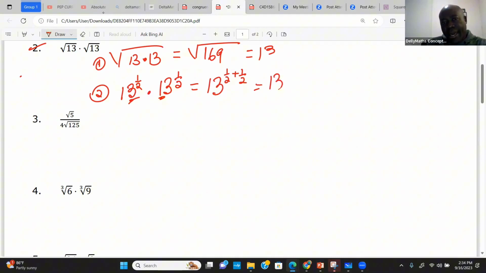So a half plus a half will give us 13 to the 1. So we're referring to this half power here plus this half power becomes 1. So 13 to the 1, and this is the identity exponent, which makes this 13.